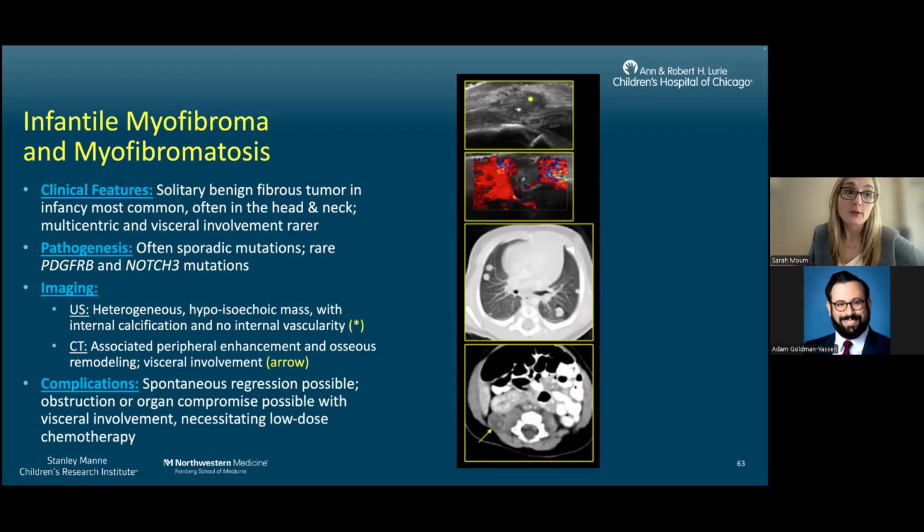So infantile myofibromas or myofibromatosis without visceral involvement can spontaneously regress. When you have visceral involvement, obstruction or organ compromise becomes possible. Because of that, these patients will undergo low-dose chemotherapy. So the patient I'm showing underwent methotrexate treatment to help improve their disease.